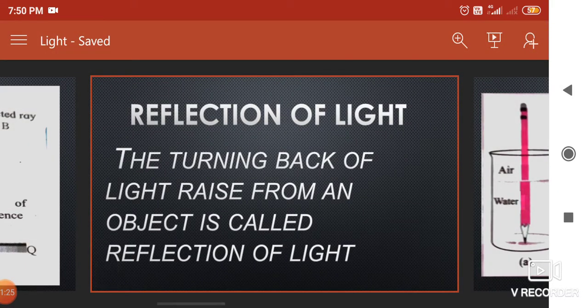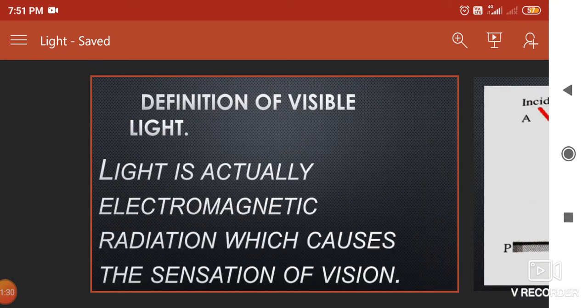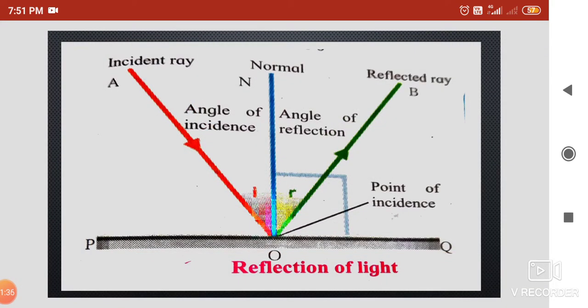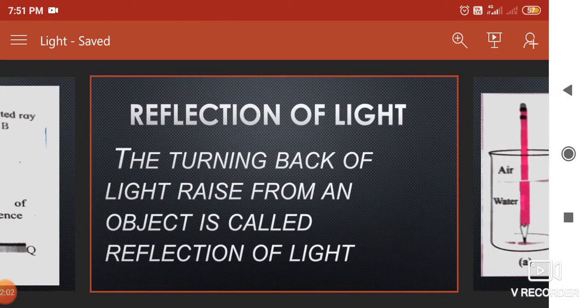Also you learned about the laws of reflection. The incident ray and reflected ray are on opposite sides of the normal. The angle of incidence and angle of reflection are both equal, and the incident ray, reflected ray and the normal lie in the same plane. So this you learned in the previous standard. So let us begin with the refraction of light.